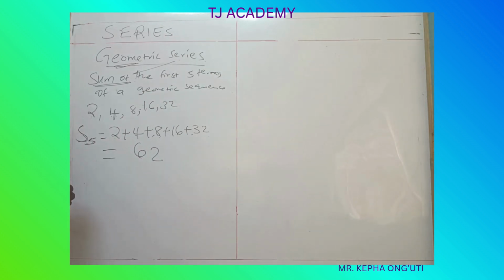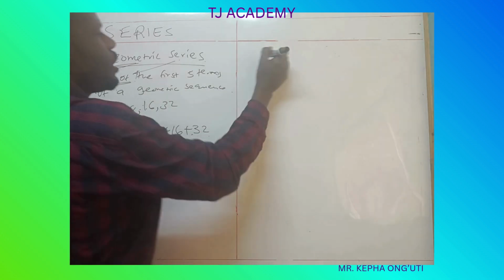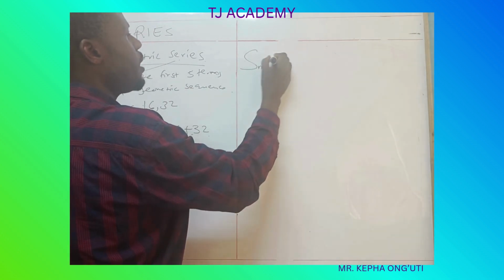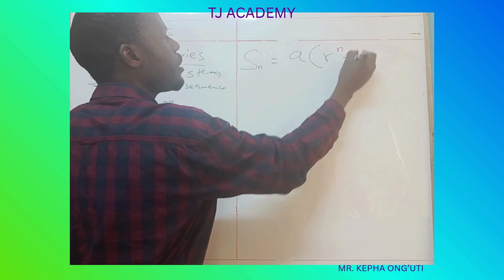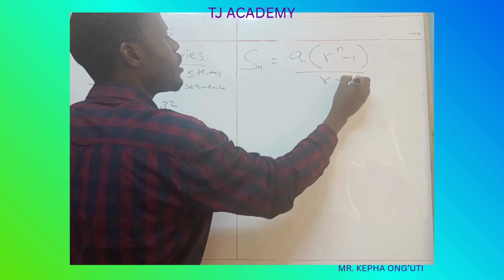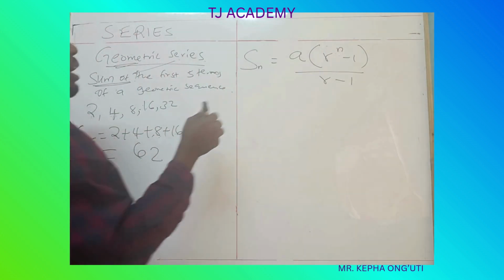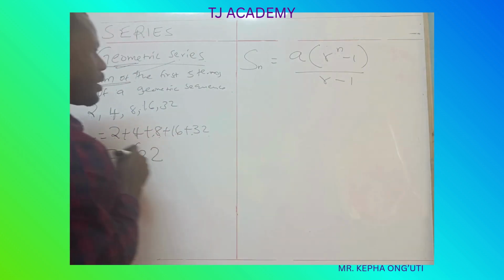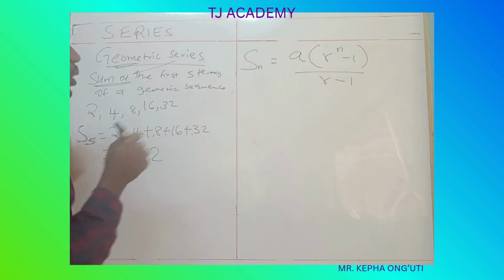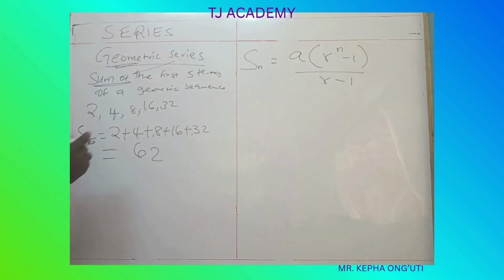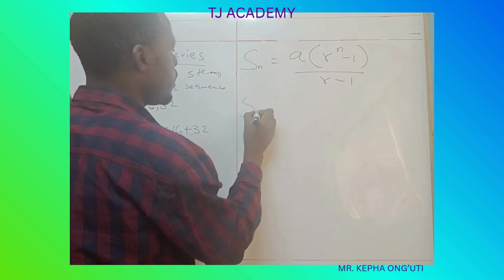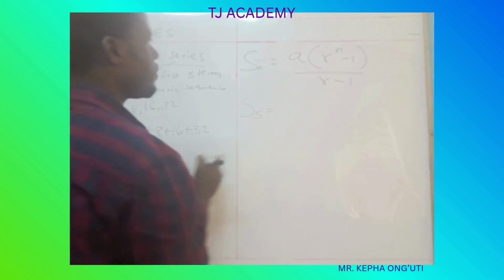Now we want to look at how we can use the formula. Having the formula, Sn is a into r to the power n minus 1, over r minus 1. This formula applies when r is greater than 1, so when the ratio is greater than 1. And therefore we will have that formula. Let us apply it to the first 5 terms.